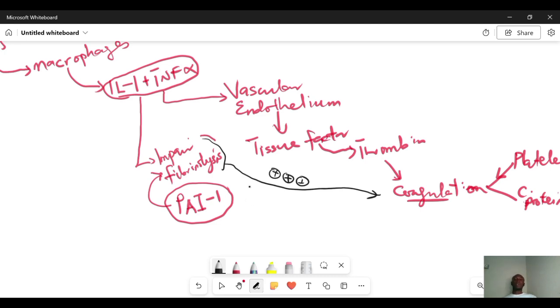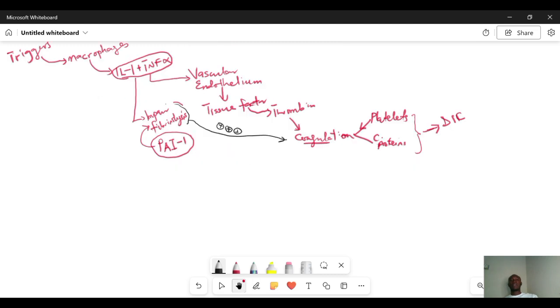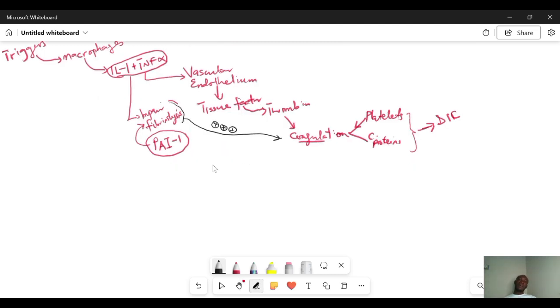So you see now that the net effect of all of this is that there is widespread increase in intravascular coagulation. Now, again, there's something interesting about tissue factor and this plasminogen activator inhibitor. Aside from activating the whole coagulation cascade, as we have just noted, they also cause increase in vascular permeability.